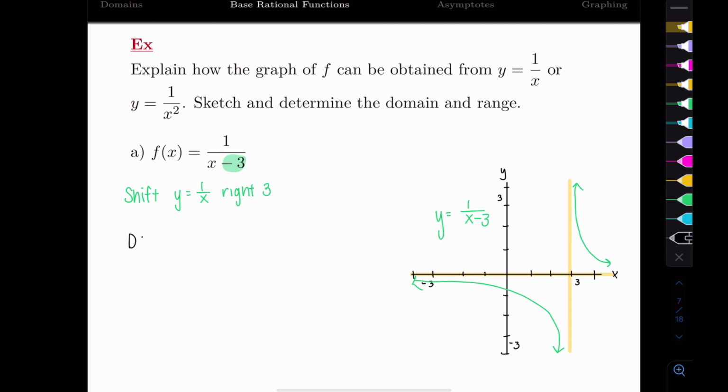When we talk about finding the domain, now because it's been shifted over 3, we know x cannot equal +3, and that is the vertical line that we hug. So our domain is from -infinity to 3, and then 3 to infinity. Because this thing was not shifted upwards, our range is still -infinity to 0, and then 0 to infinity.